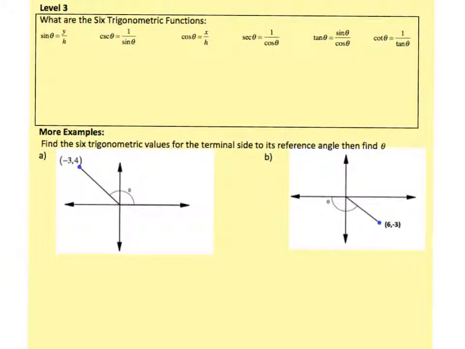Alright, so here's part 1 of level 3. We're very familiar with sine, cosine, and tangent, but there are 3 other trig functions that go along with those.